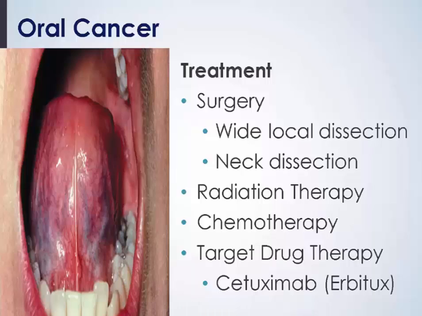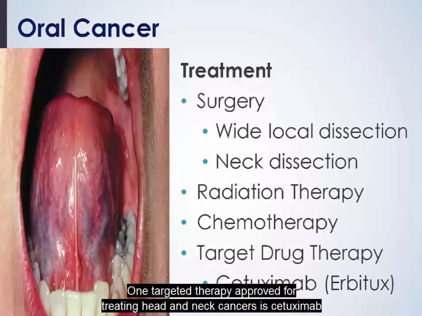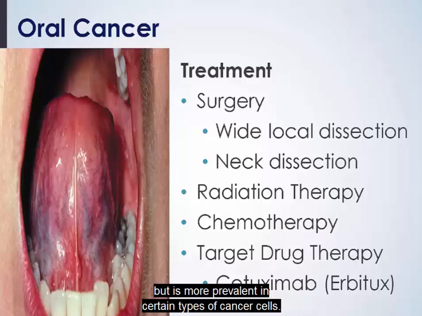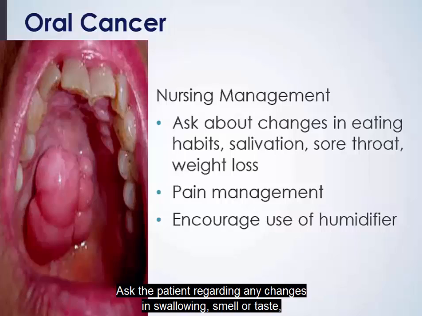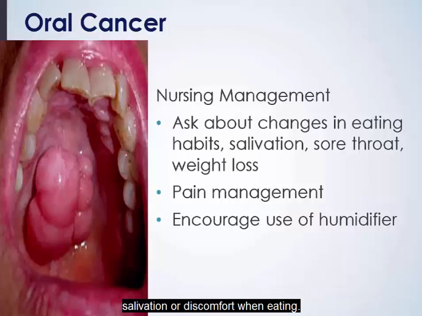Targeted drug therapy for people who take part in clinical trials can also improve the way cancer is treated in the future. One targeted therapy approved for treating head and neck cancers is cetuximab, and it stops the action of the protein that's found in many types of healthy cells but is more prevalent in certain types of cancer cells. Nursing management. Ask the patient regarding any changes in swallowing, smell or taste, salivation, or discomfort when eating.